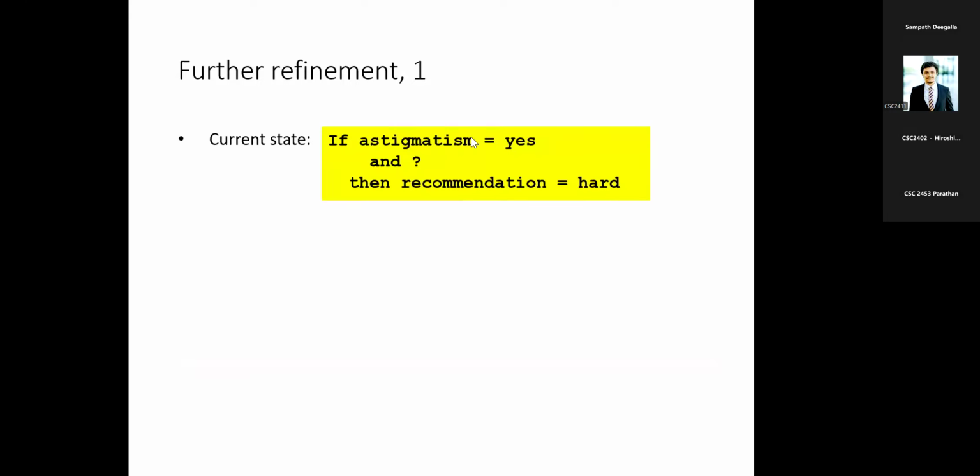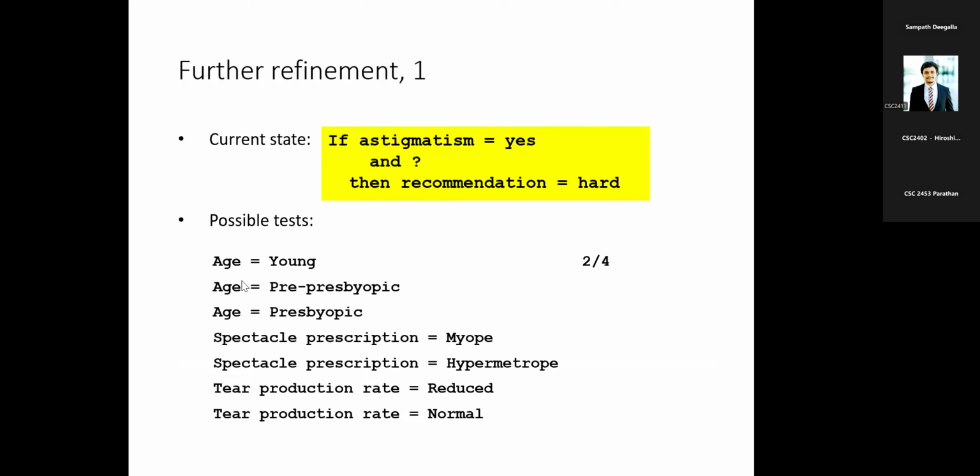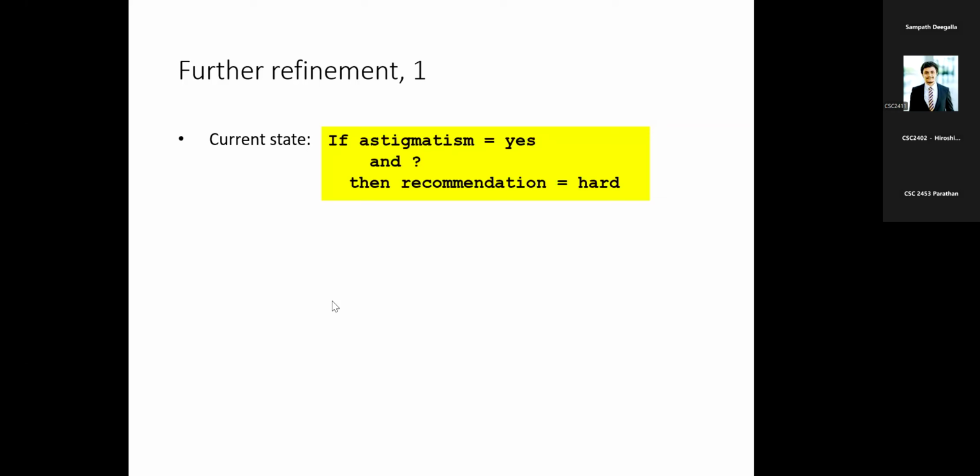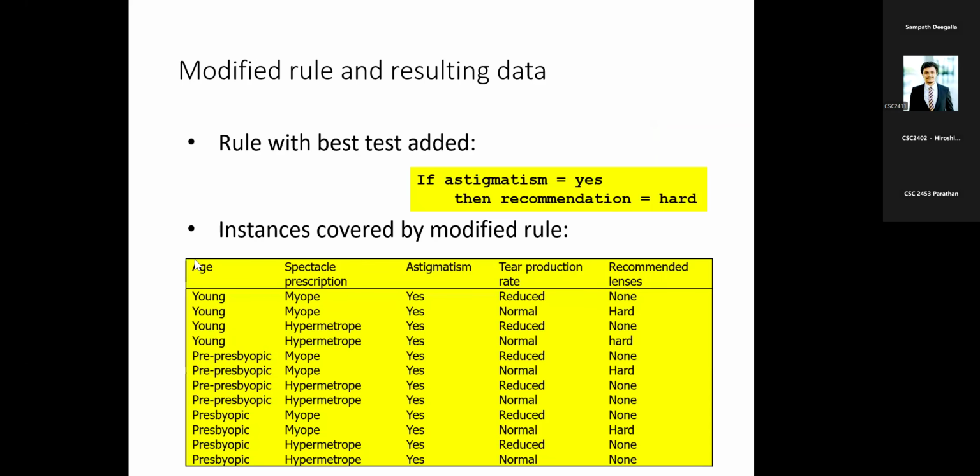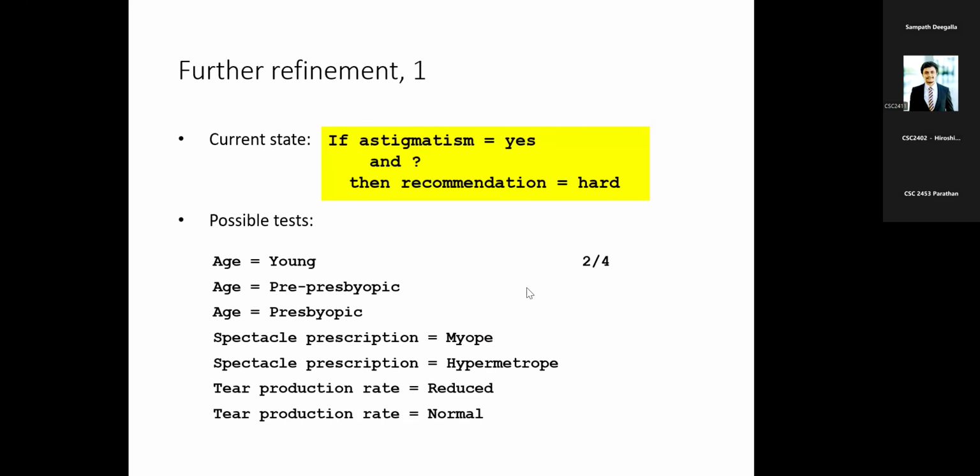So we'll update our rule. We put astigmatism yes, and we are looking for another test. Again, the idea is we want to improve the accuracy. So what we need to put is the possible test. Now we are left with 3 attributes. So we will check accuracies for the 3 attributes: age, spectacle prescription, tear production rate. If you go back to the data set, if you select age young, we have 4 instances. Out of 4, we have 2 hard instances. Now the accuracy is 2 out of 4, right?